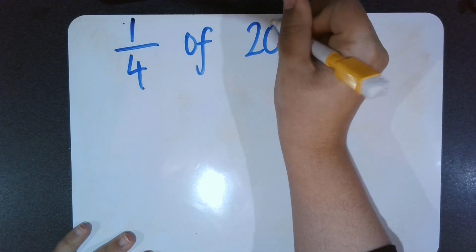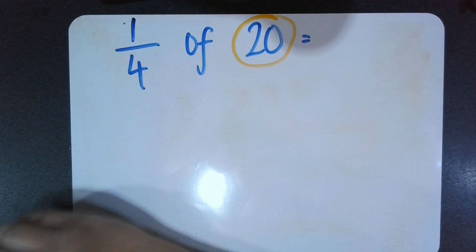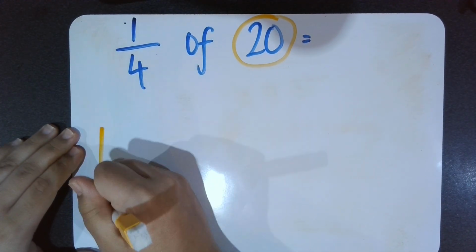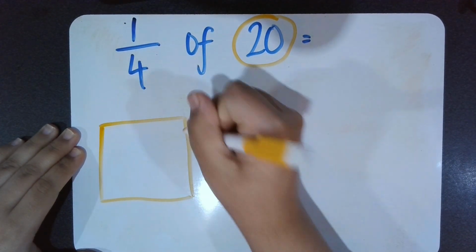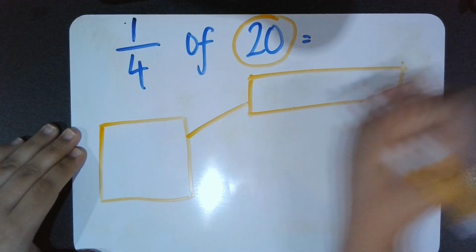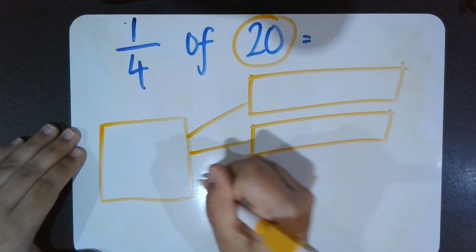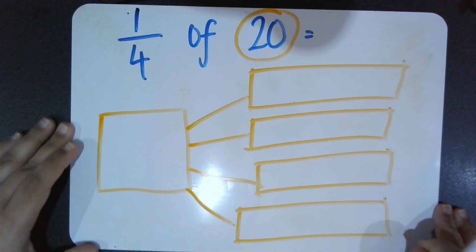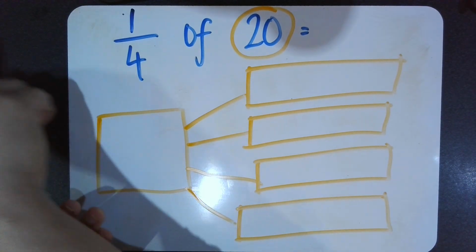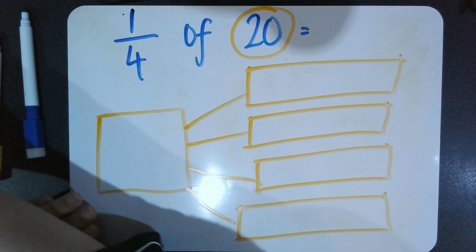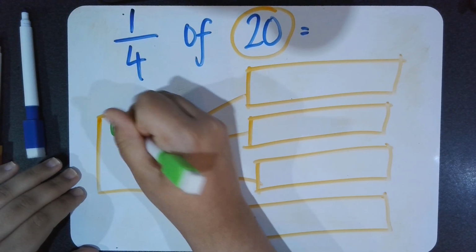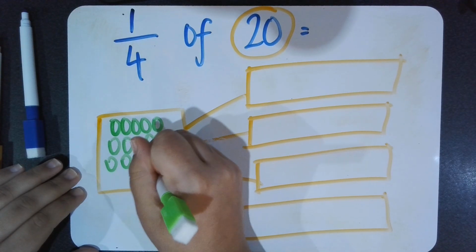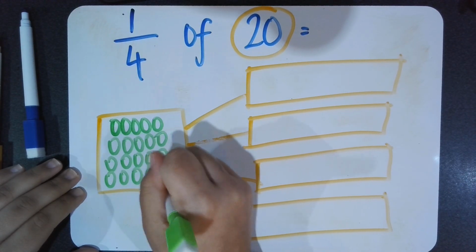A quarter of 20. I'm going to find my known values. I know my whole is 20, and I know that I've got 4 parts I need to share 20 into. I'm going to draw my part whole model. My whole, and I need to draw 4 parts. 2, 3, luckily I left enough space this time, and 4. 4 parts, and now I need to draw 20. 1, 2, 3, 4, 5, 6, 7, 8, 9, 10, 11, 12, 13, 14, 15, 16, 17, 18, 19, 20.